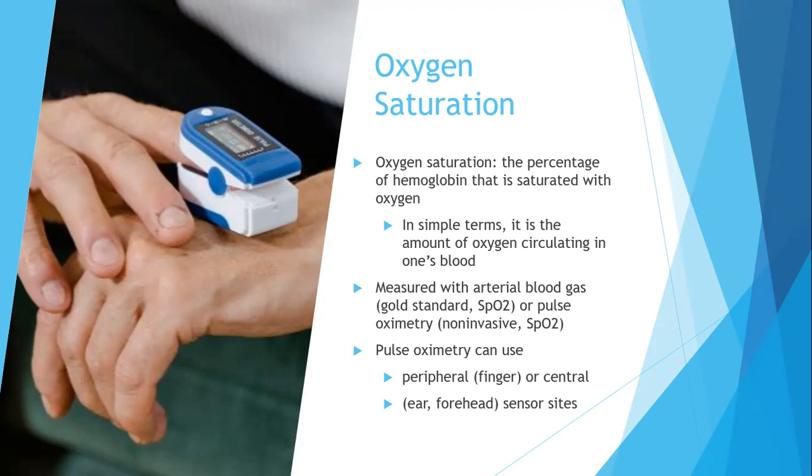Sometimes if you have people with poor circulation or very elderly people, you often can't get a good reading on their finger. So if you have an ear or forehead sensor, you get a lot better readings because it's a more central site.